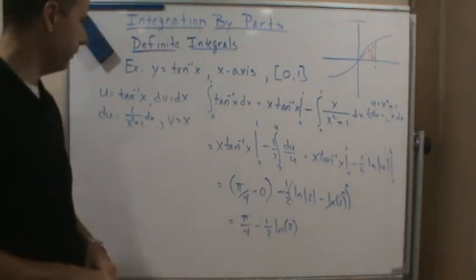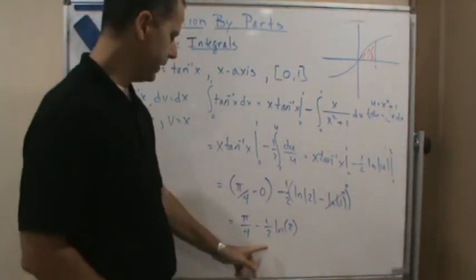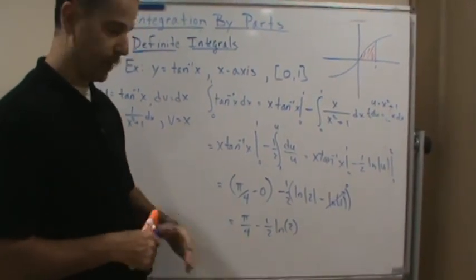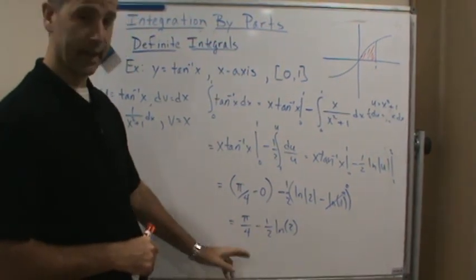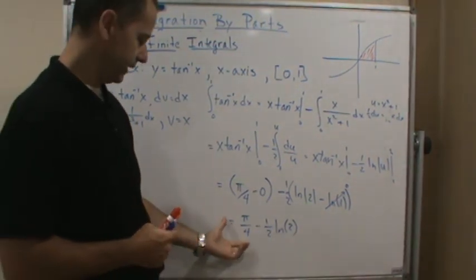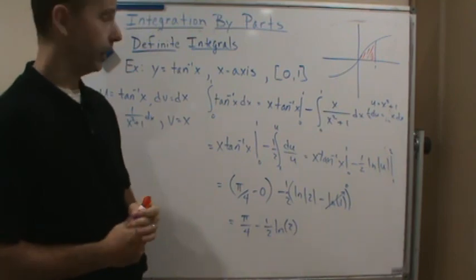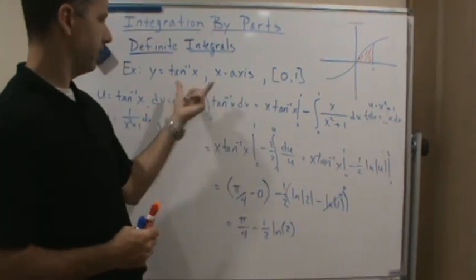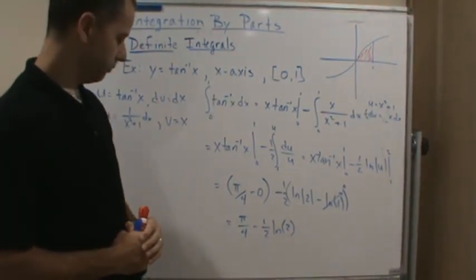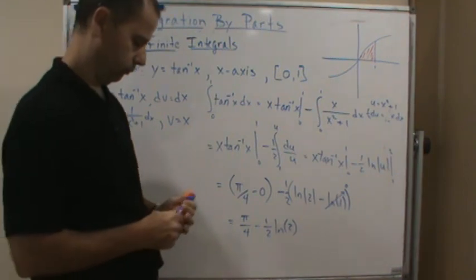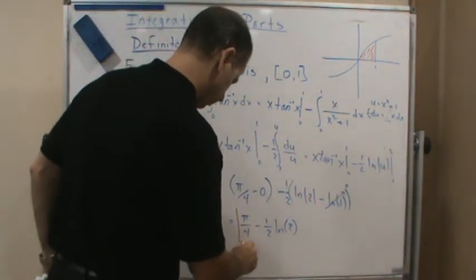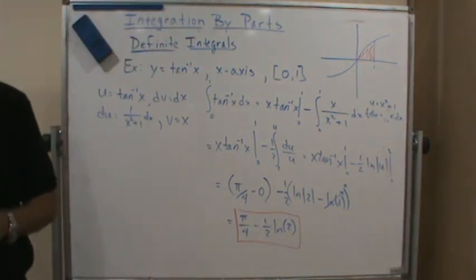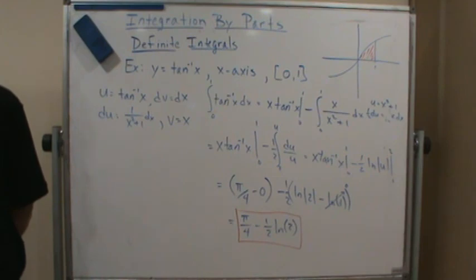So that's the area. Now this would be the exact answer. If I wanted you to put it in your calculator, you could get an approximate answer just by putting this in your calculator, but this is the exact answer. And if I asked for the exact answer, this is what you would use. Okay? And so that's the area bounded by the curve and the x-axis on the interval. That's it. So let's do another example.